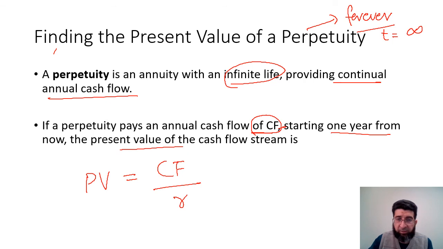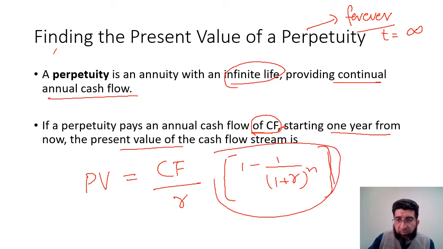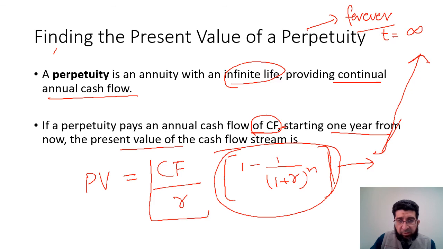As simple as that. In the annuity, when we calculated the present value, we had 1 minus 1 over (1 plus R) to the n, and so on. This entire term is gone because n is equal to infinity. Once n approaches infinity, this becomes negligibly small. We are left with this term, which we use for perpetuity.